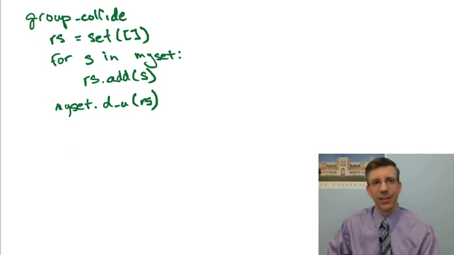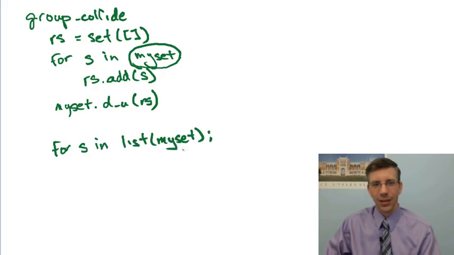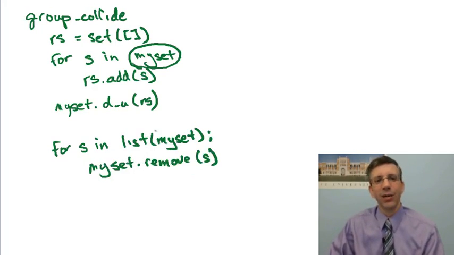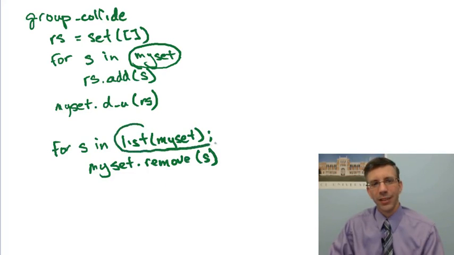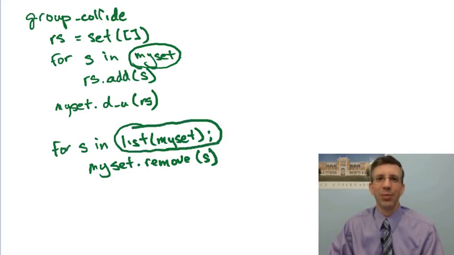Instead of actually having this set, the whole problem here was that you cannot modify a collection while you iterate over it with a for loop. We can solve that problem by saying for s in list(my_set). And if I want to remove something, I can now do my_set.remove(s) directly. Okay, why is this not a problem? Well, when I call list of my_set, it creates a new list. So it's effectively a copy of all the elements in my_set. So you can iterate over them and then remove things from my_set because you're not iterating over my_set. Both of these templates will work for your group_collide method.